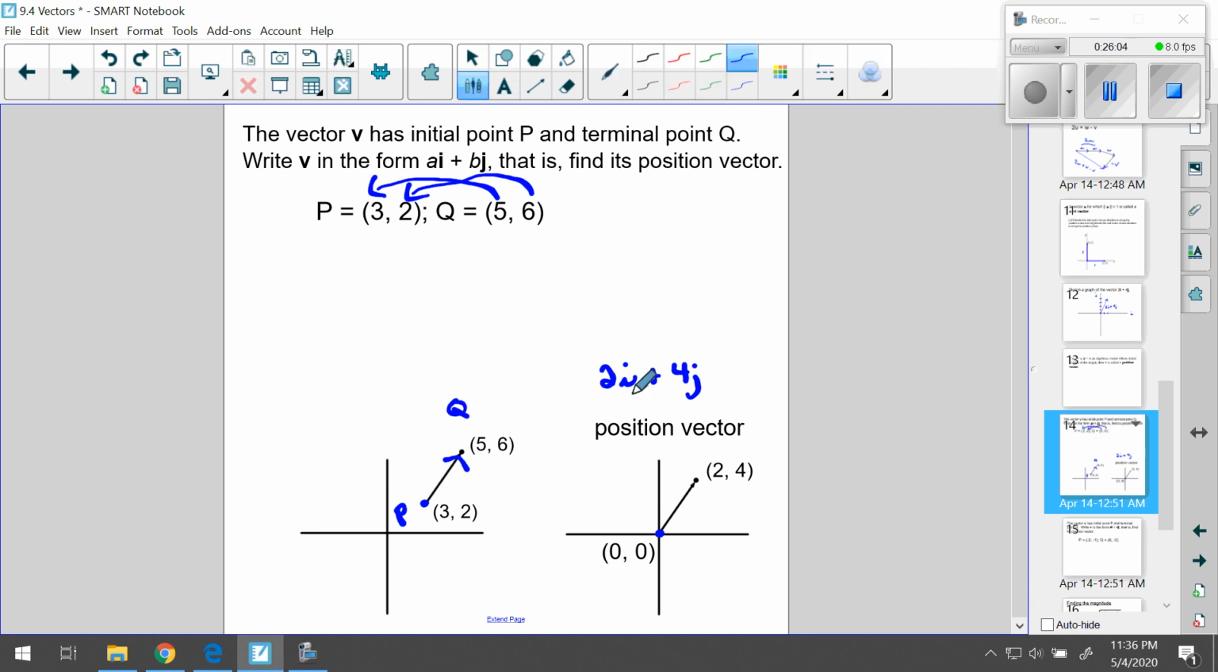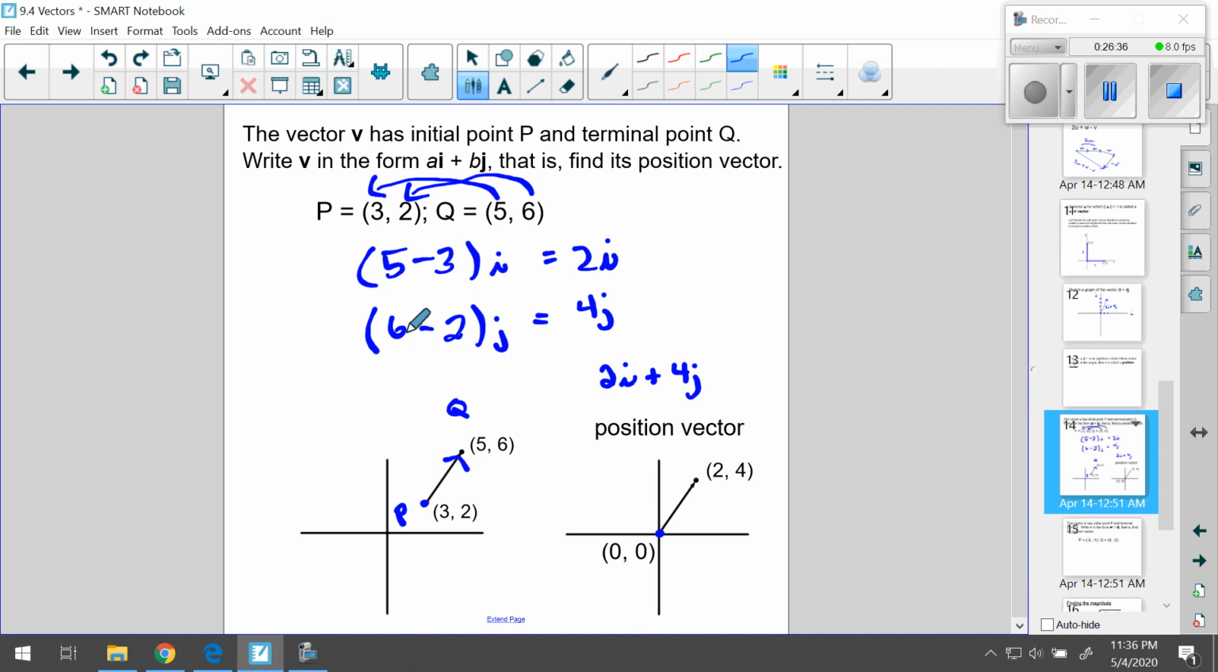Let me actually take that back. Let's do the horizontal change first. So let's do 5 minus 3, and that's going to be my i value, since the 5 and the 3 are my x coordinates. That's going to give me 2i. And then I'll do the same thing, 6 minus 2 for the j. And so 6 minus 2 gives me 4j. When you look at this, it reminds me a lot of my slope formula, y minus y over x minus x.